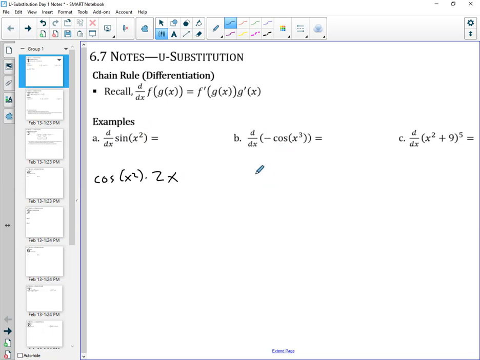The derivative of negative cosine is sine, so we get sine of x cubed, and then that times the derivative of the inside, which is 3x squared. We're cooking with gas. Same kind of trick here. I'd rather not expand this fifth power, so I do 5 times this thing to the fourth, using the power rule for derivatives, and then times the derivative of the inside, which is 2x. This is how the chain rule works, right?